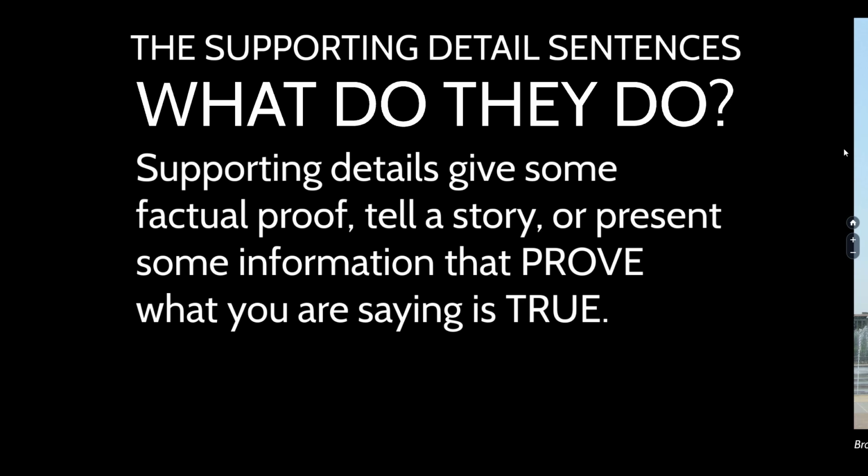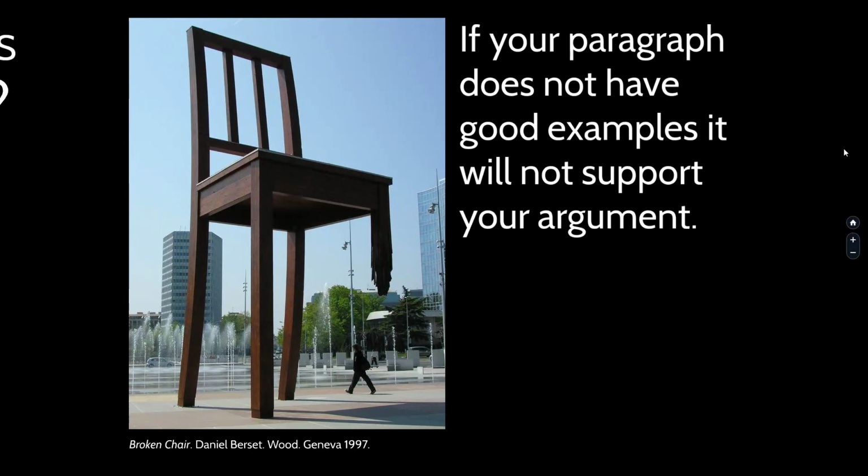Supporting details give some factual proof, tell a story, or present some information that proves what you are saying is true. Look at this sculpture, Broken Chair by Daniel Burset. What would happen if you sat down in a chair like that? Well, you would fall down. You'd probably break your arm, okay? And only a giant could sit in a chair that size. Not even Joe Teacher is tall enough. If your paragraph does not have good examples, it will not support your argument.